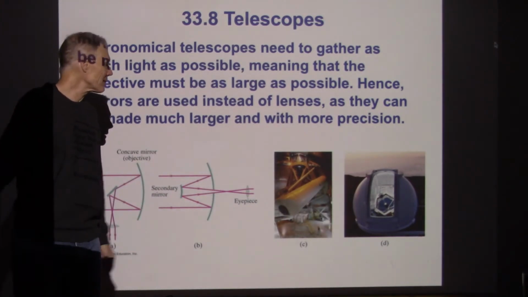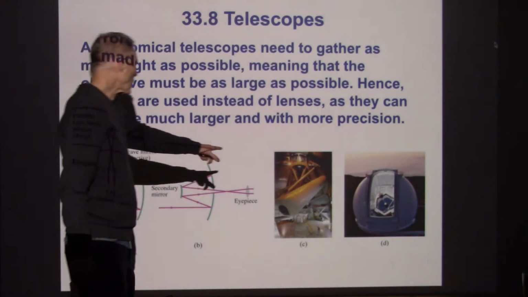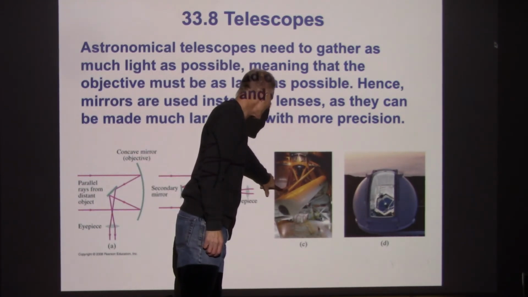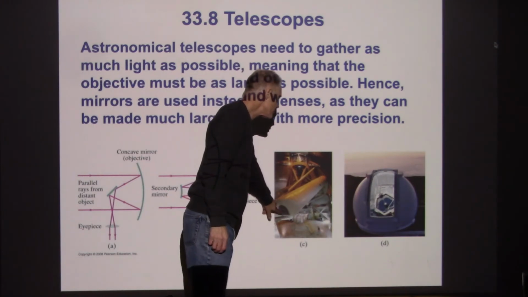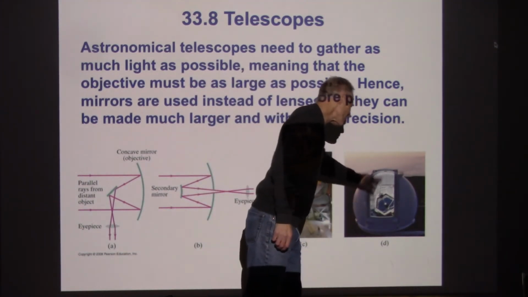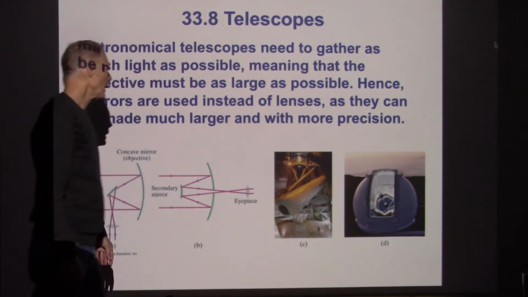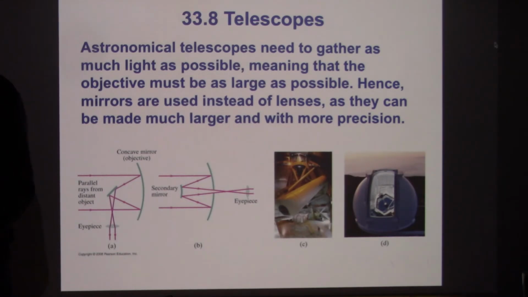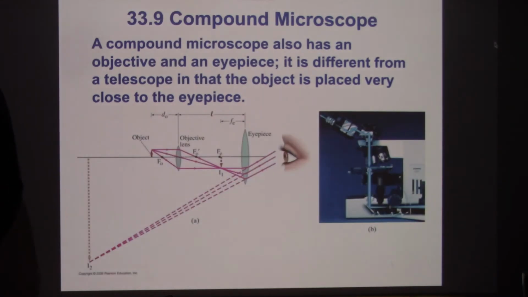Here's a look at a large, really big refracting telescope. I think this just has a couple lenses, and you stand at this end and watch. This is, I think, the Keck telescope in Hawaii, Mauna Kea, one of those island tops where there's a bunch of really large telescopes.